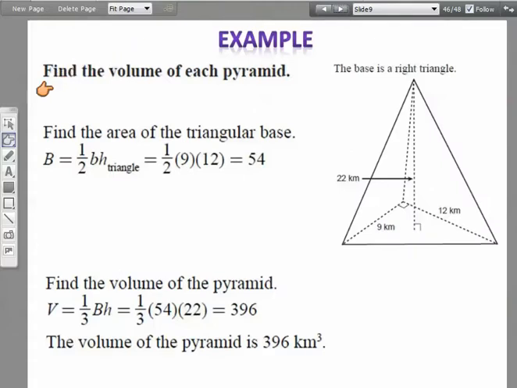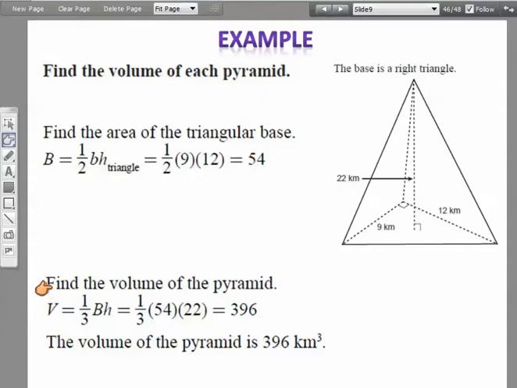Okay, here's another example. I've got to find the area of the triangular base. I like how they put the word triangle with this little h, so you knew that it was the height of the triangle that you're looking for. Also, this is a right triangle, so our little b is 9. The height of the triangle is going to be 12. So you plug all that in and you get 54 for the area of the triangle.